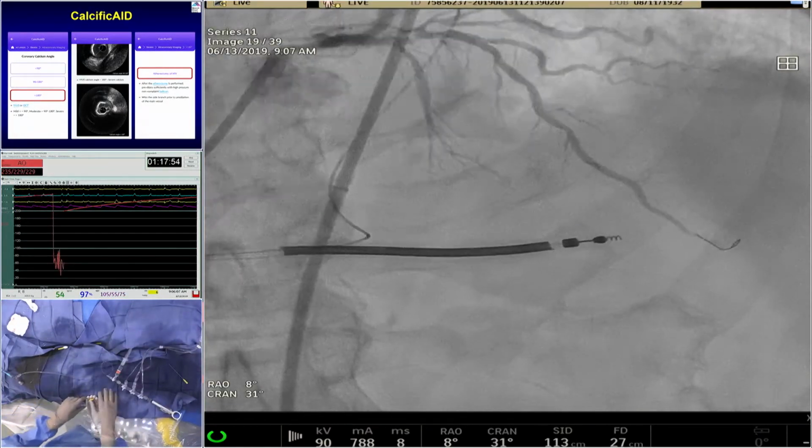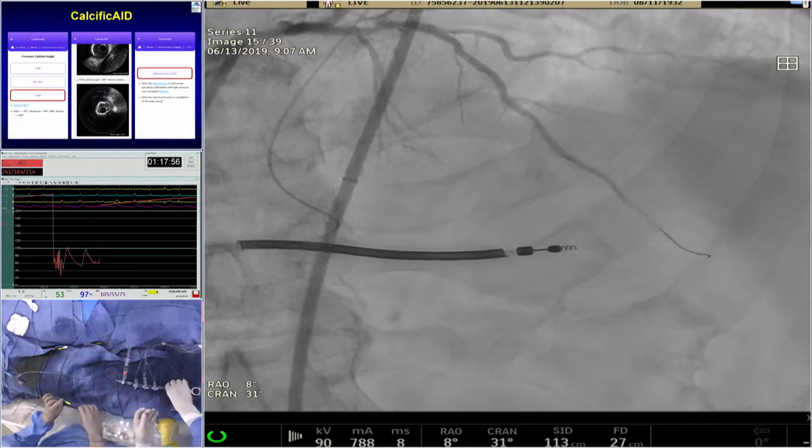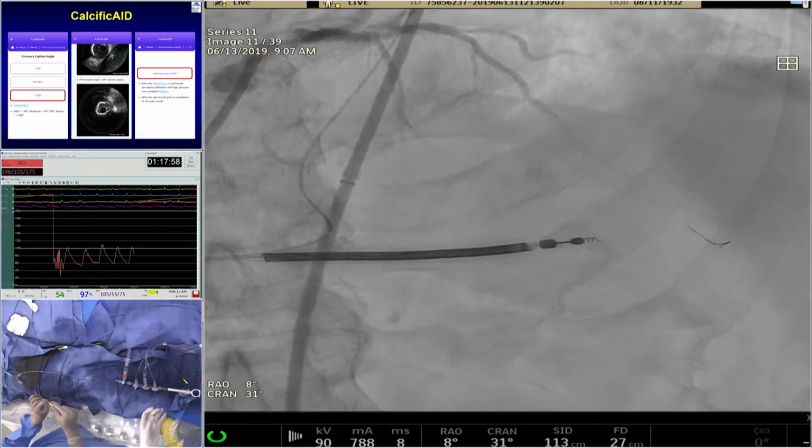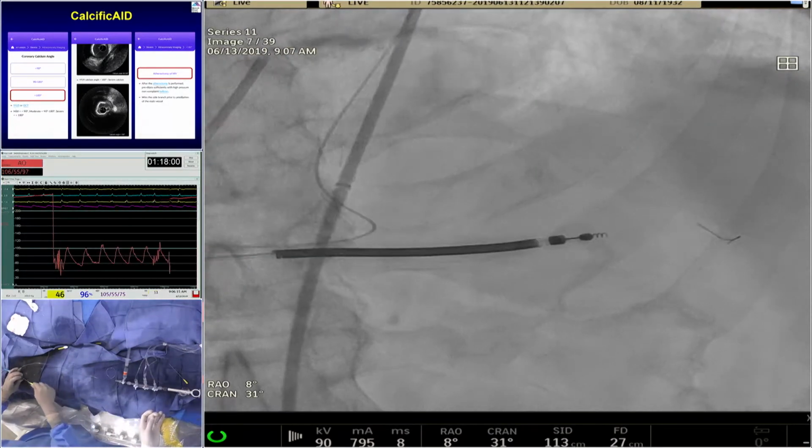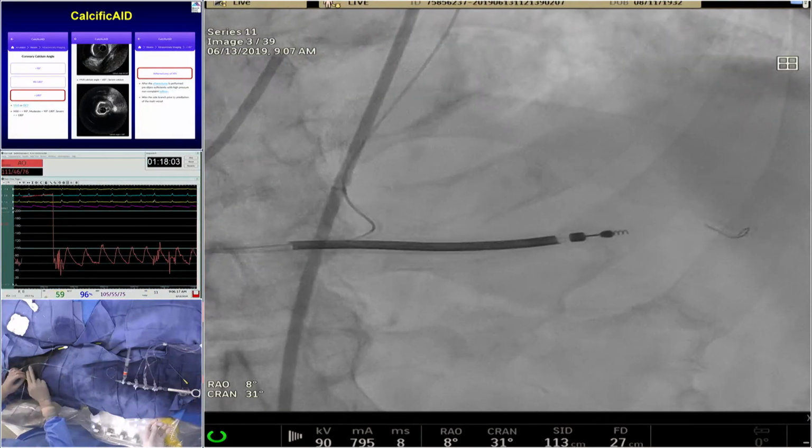Wow. Look at the LAD flow. Wow. Dr. Kinney, I want to give you guys a clap. That looks good. So far, so good. Great. So now I'm taking a Fielder wire and I'll wire the LAD.